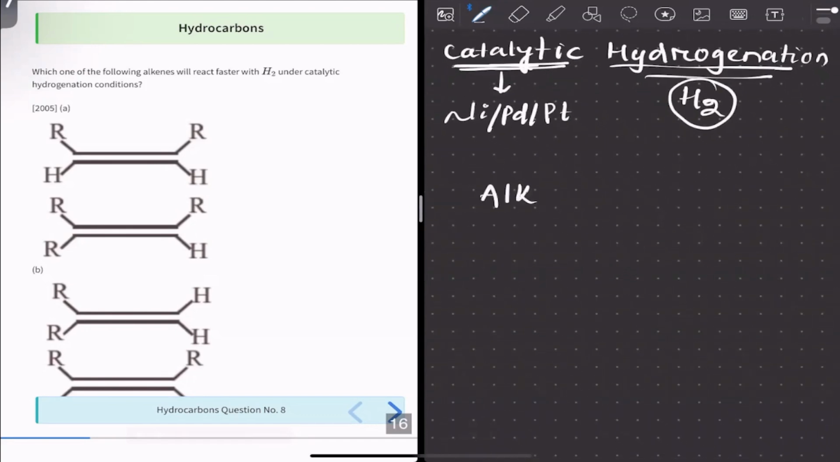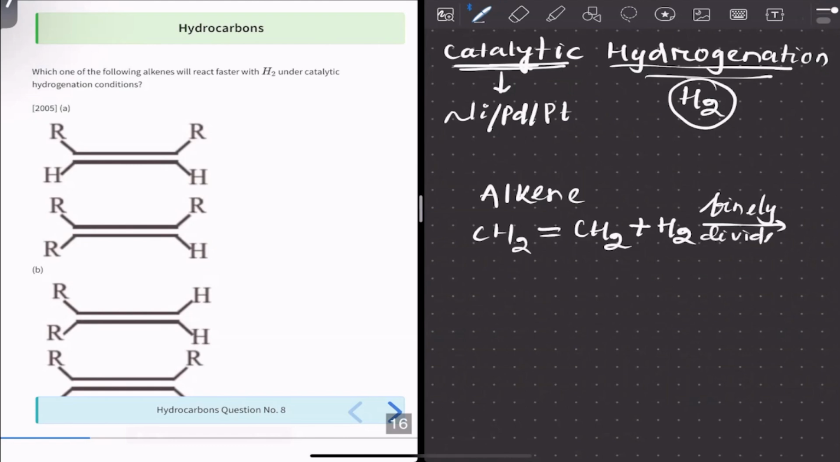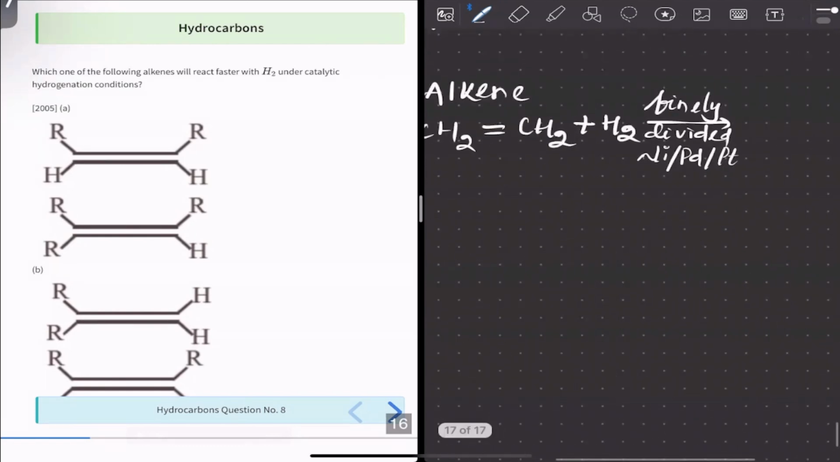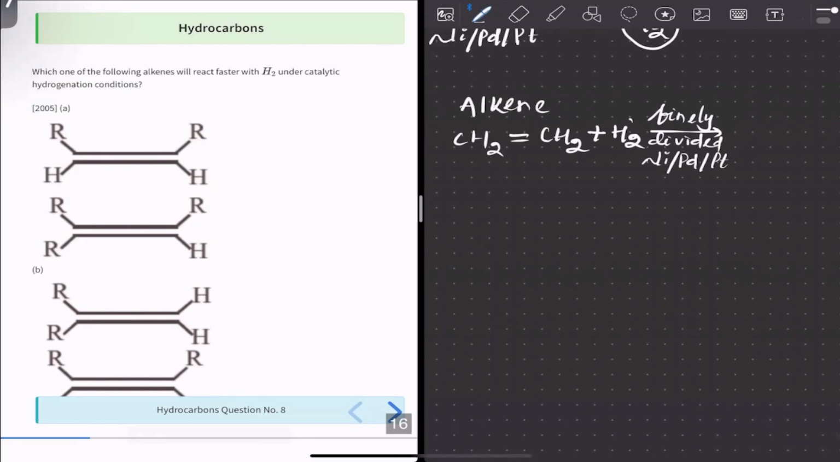So we take an alkene, let's suppose CH2=CH2. We add hydrogen over finely divided nickel, palladium, or platinum. In this reaction, the hydrogen will break this double bond and take its position, so an alkane will be produced. This reaction is called catalytic hydrogenation.